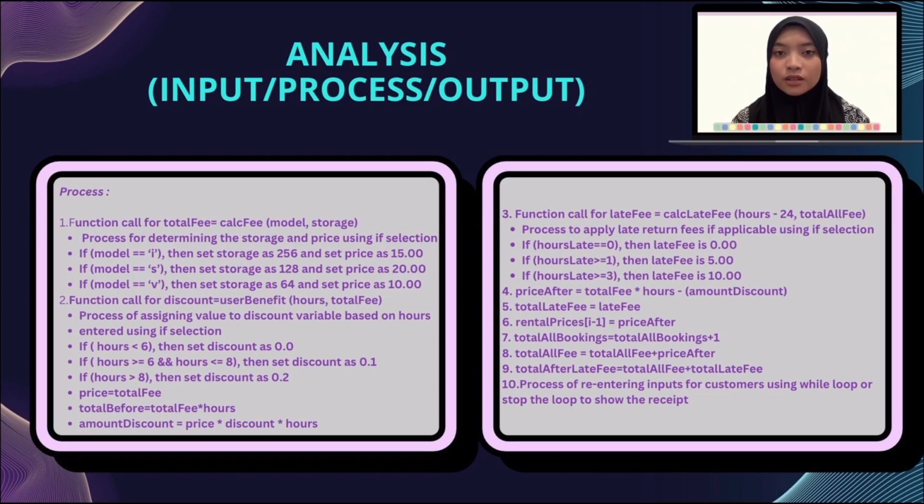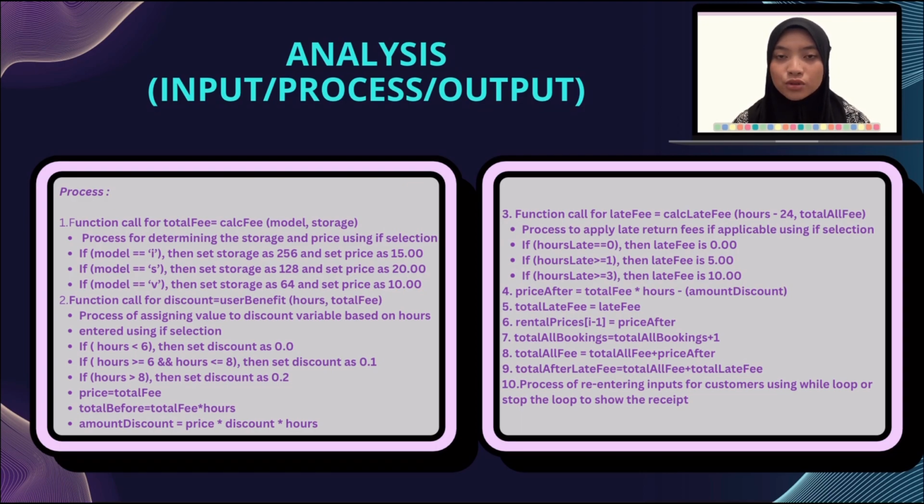In addition, there are also other calculations included in this process analysis, which is price equal to total fee times hours minus amount discount. This is to calculate the price after adding the discount. Then, total late fee equal to late fee, rental process in array I minus 1 equal to price after, total all bookings plus 1, which is to calculate the total number of bookings made by customers. Total all fee equal to total all fee plus price after, which is to calculate the total price of all bookings. And lastly, total after late fee, which equals total all fee plus total late fee, which is the final price that includes the late fee.